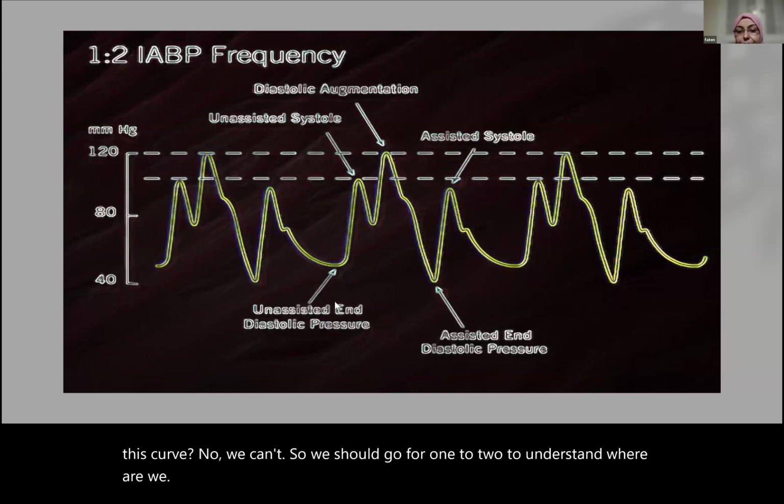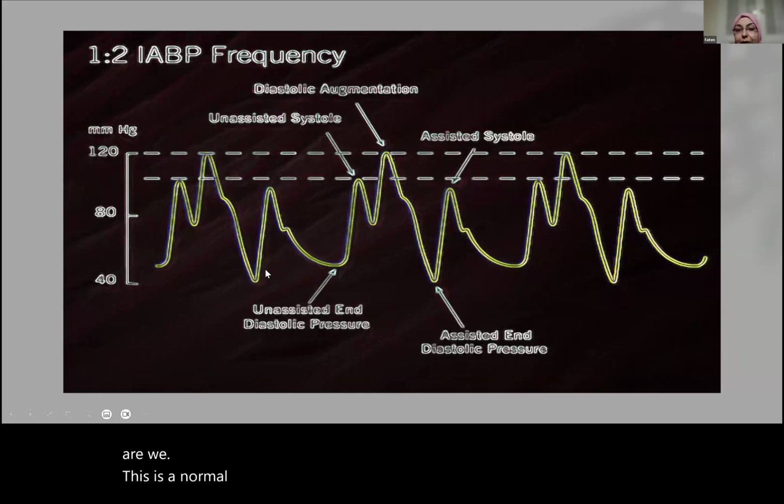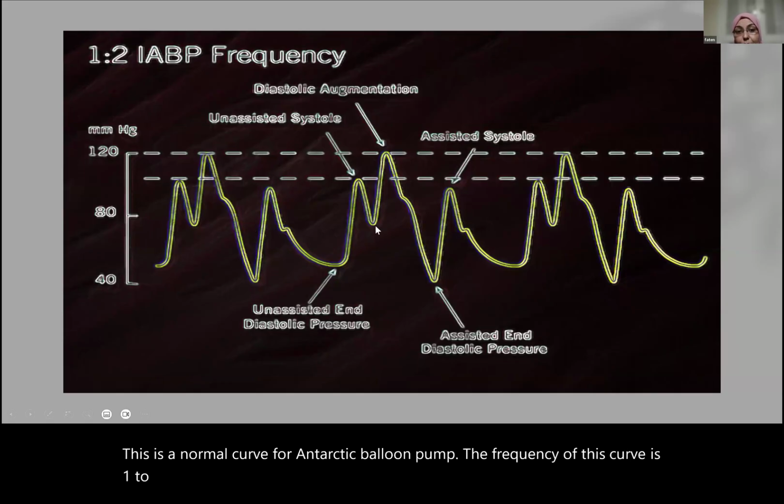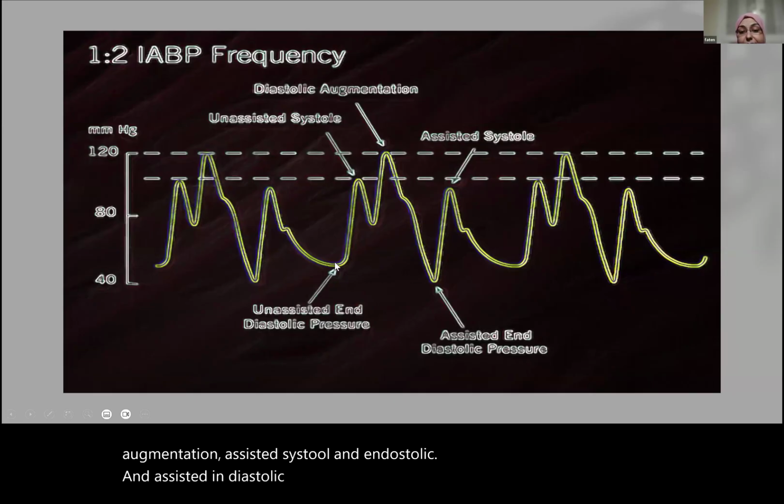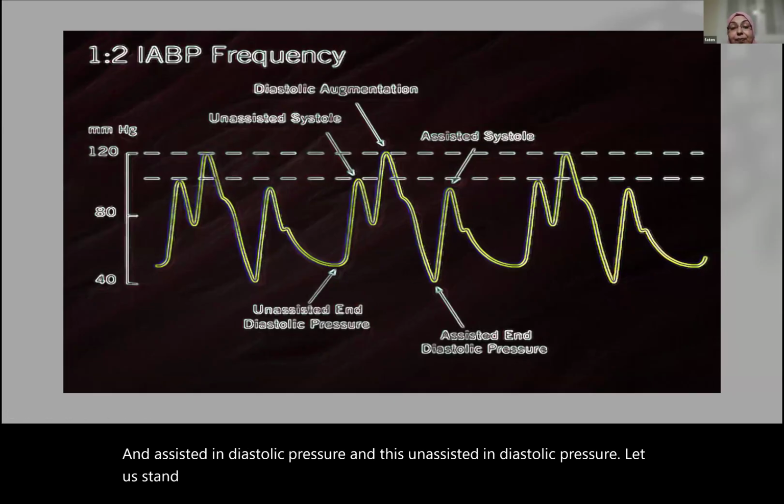This is a normal curve for the intra-aortic balloon pump. The frequency of this curve is 1-to-2. So if we go to this, this is the unassisted systole, this is diastolic augmentation, assisted systole, and assisted end diastolic pressure, and this is unassisted end diastolic pressure. Let us stay a little bit with this curve.